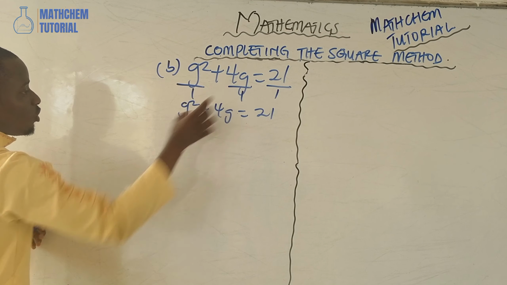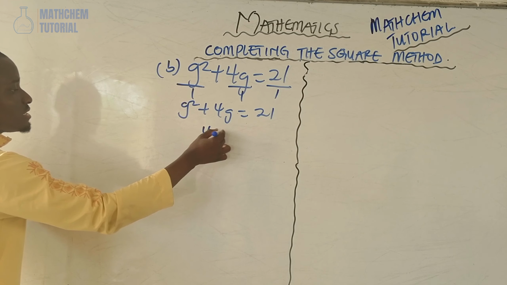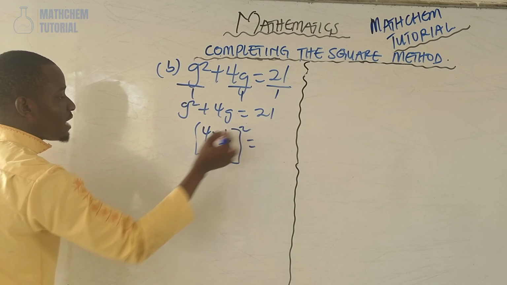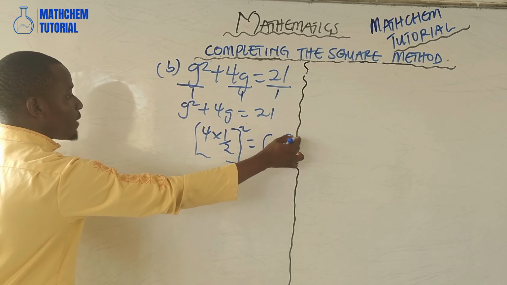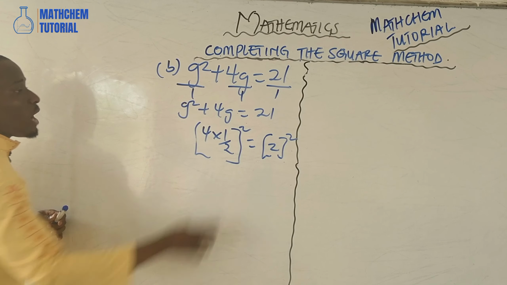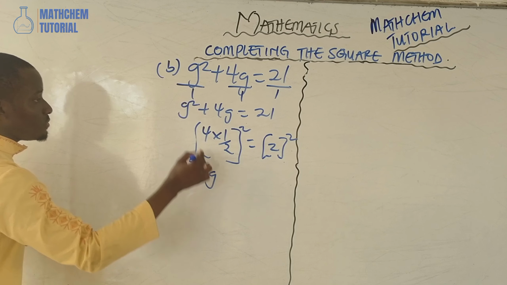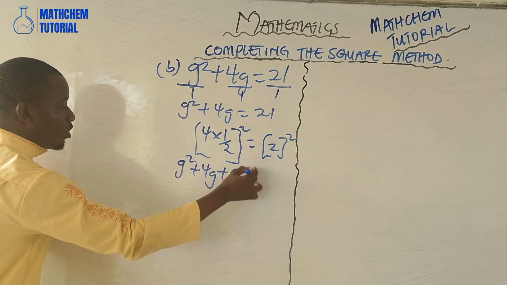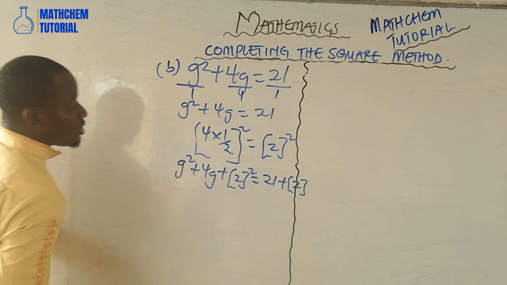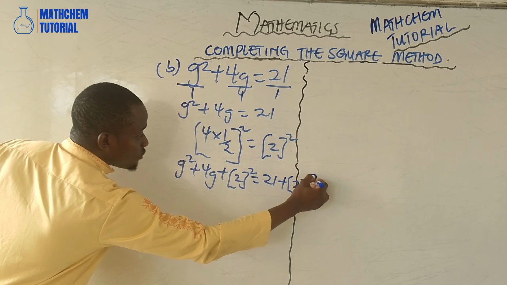So the thing is that the half of the coefficient of g, the coefficient of g is 4. Half of it is times 1 over 2. So if I should square this half, half of 4 is 2, so 2 squared. So this expression, I'm going to add it to this side, and also I will add it to this side. That is the next step, by saying g squared plus 4g plus the square of 2 equals 21 plus the square of 2.